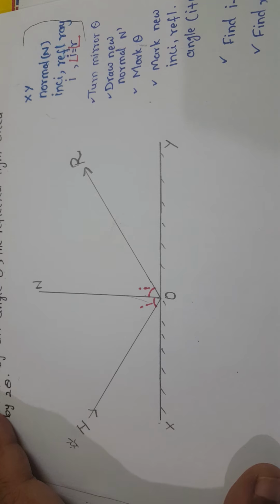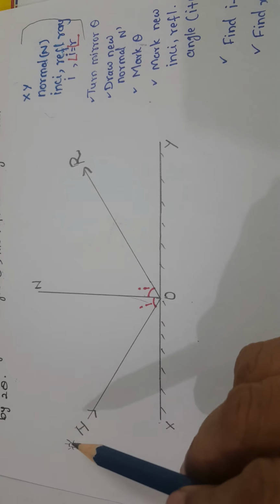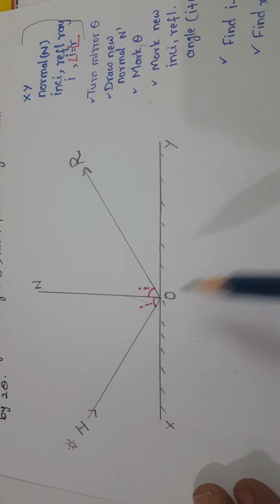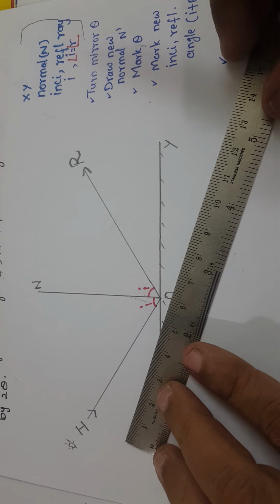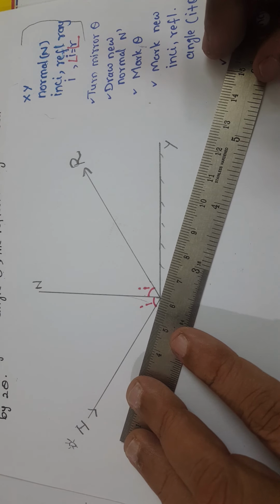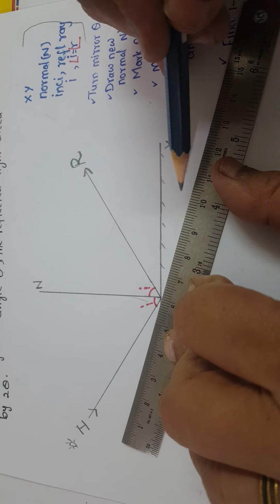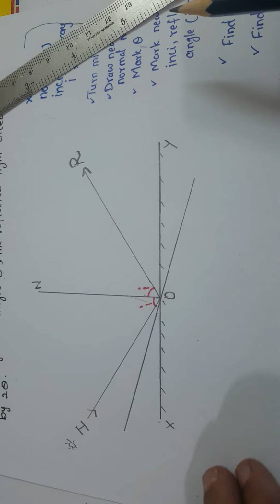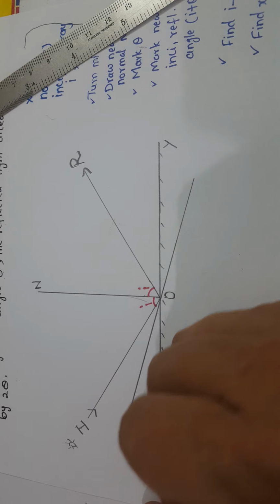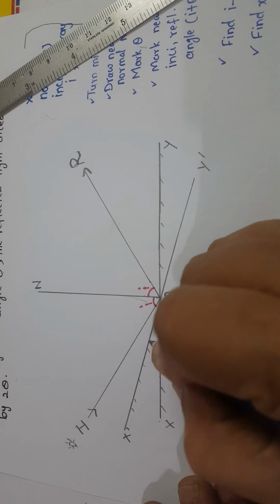The incident ray is never going to change because the source is fixed, right? So even if you tilt the mirror, the incident ray will not change. Now I have to tilt the mirror through an angle theta, right? You can see I have rotated the mirror through an angle theta. X dash, this is Y dash, and this is the new position of the mirror.